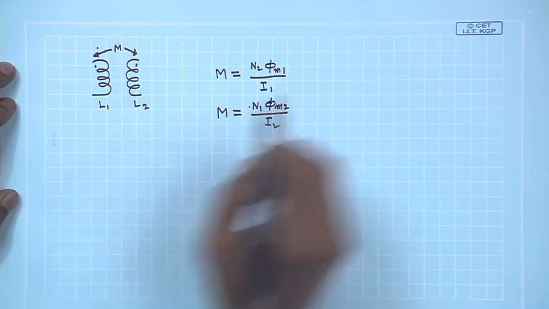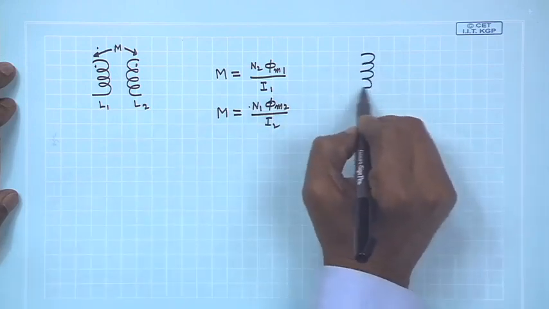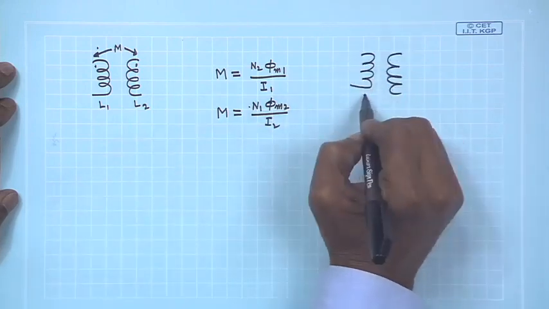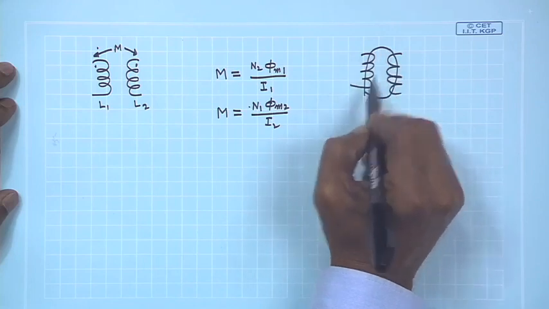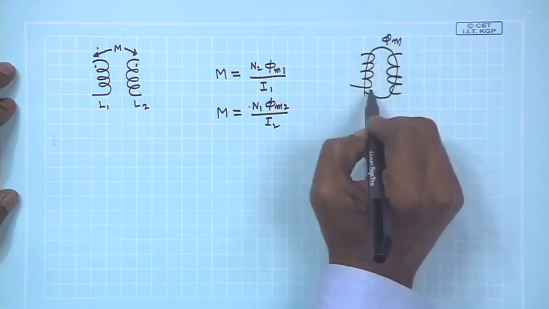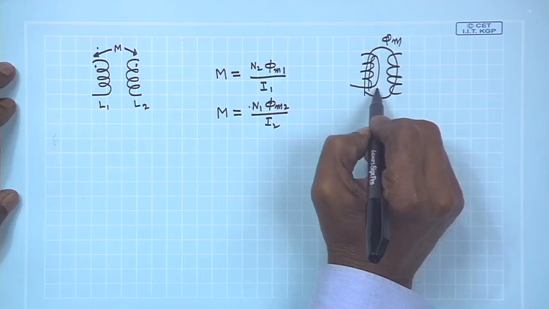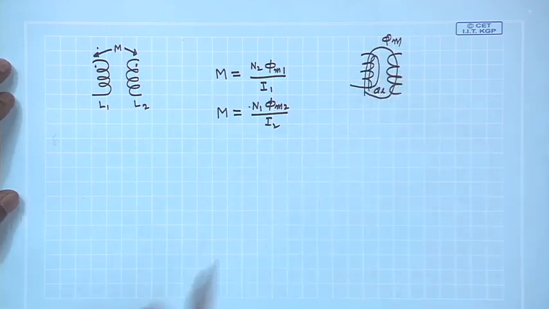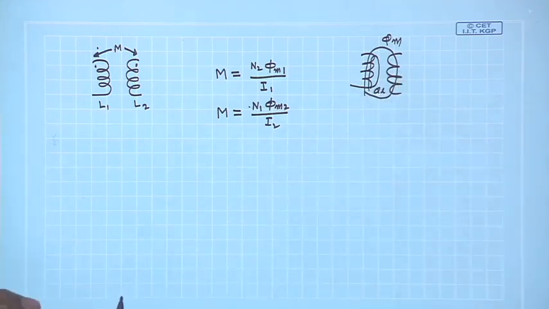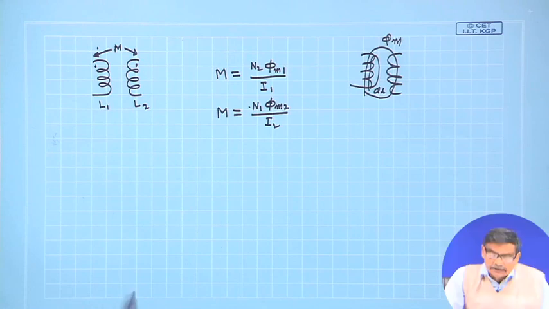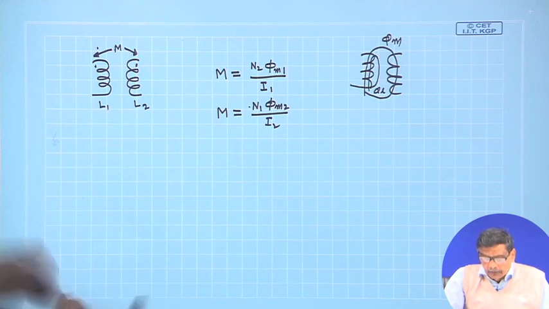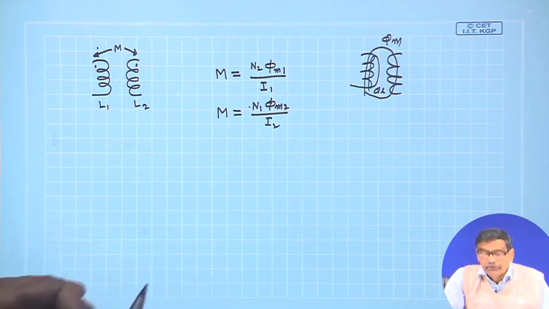Now, these fluxes, which is the mutual flux here, this is phi m, and these are the leakage flux paths, phi l. Generally, if the coils are very tightly coupled, then leakage flux will be little. In fact, for a transformer, coupling should be made very high, so that most of the fluxes are mutual fluxes.